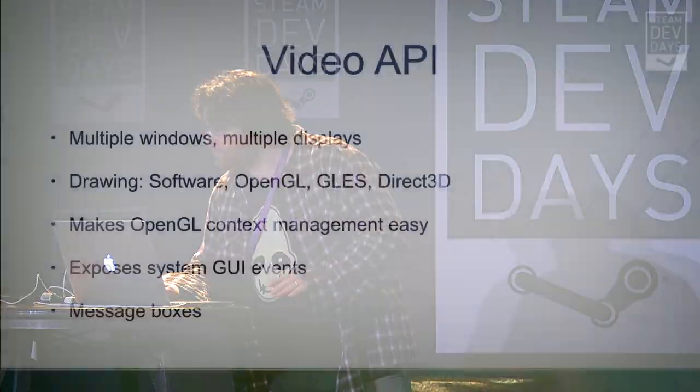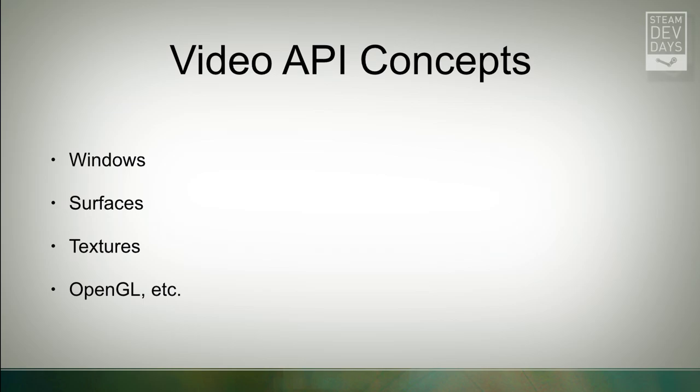So, sounds ridiculous: one function call that will save your life. Okay. There's a couple of concepts that go with this video API. Windows are just what you'd think they are. They're windows. They're the thing on your screen with the title bar. You can set them to be resizable or not, maximizable or not, have a border or not, and stuff like that.